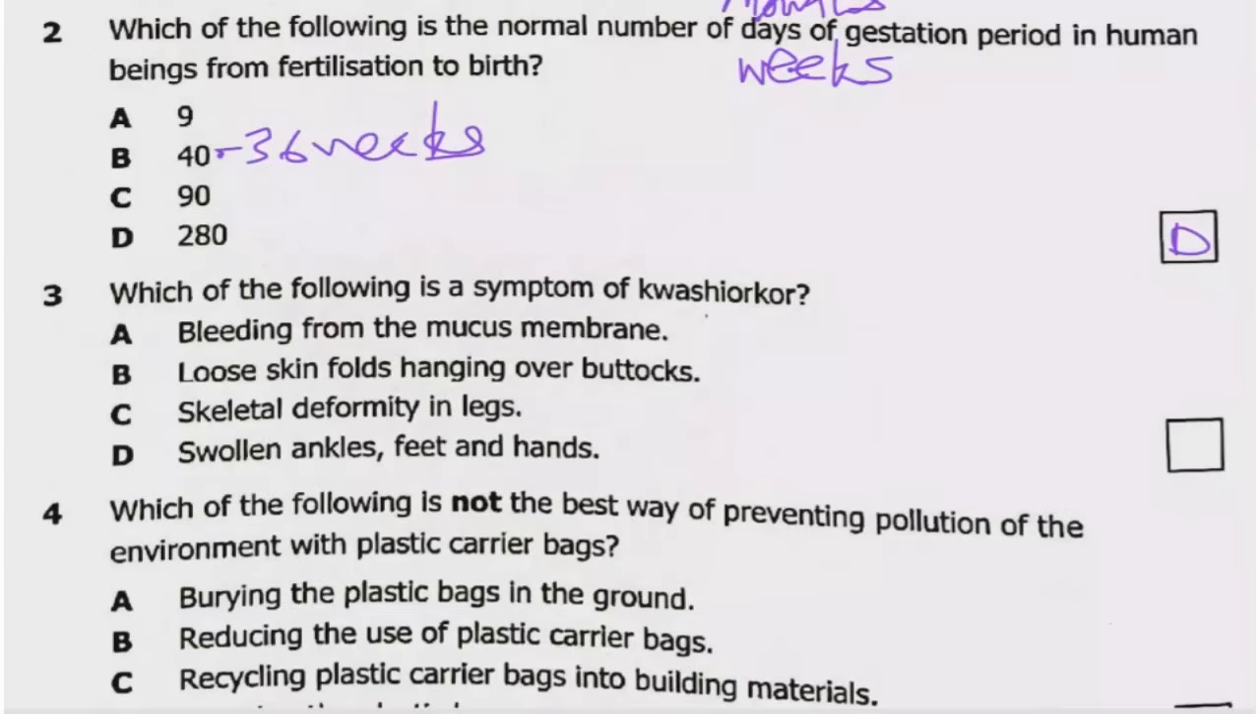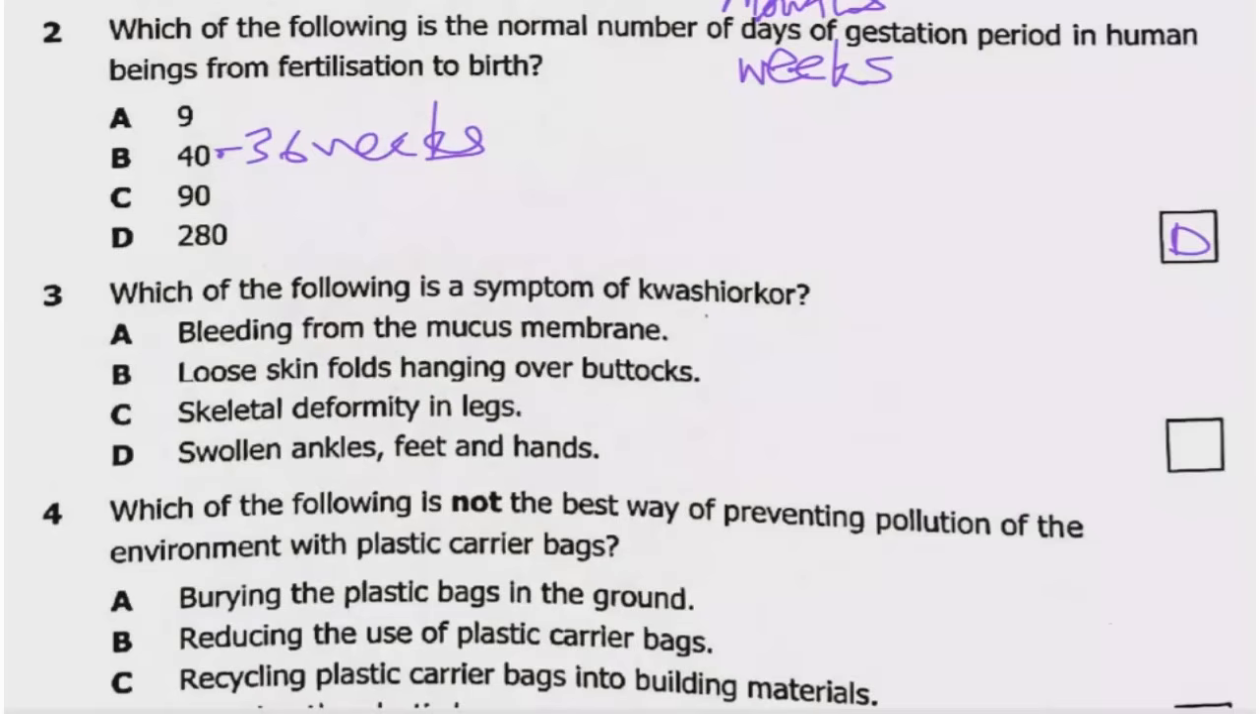We come to question 3. Which of the following is a symptom of kwashiorkor? A, bleeding from the mucous membrane. B, loose skin folds hanging over buttocks. C, skeletal deformity in legs. D, swollen ankles, feet, and hands. Let's go through the options first before you choose the correct answer.